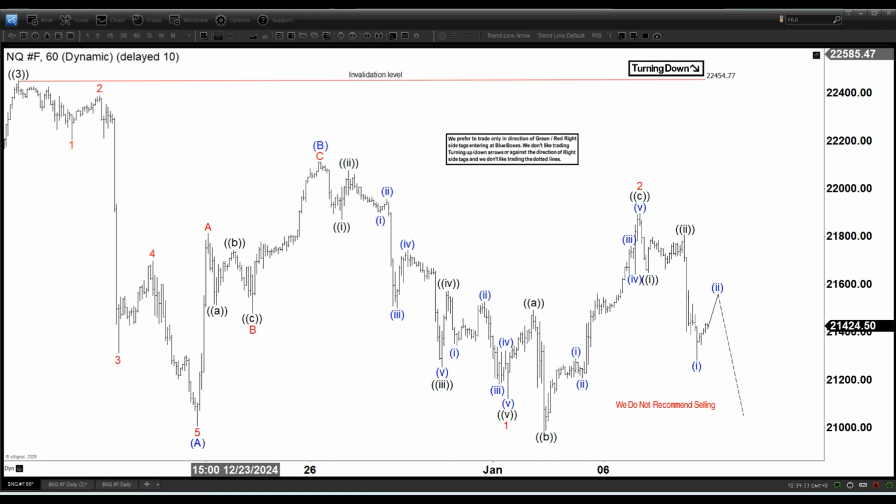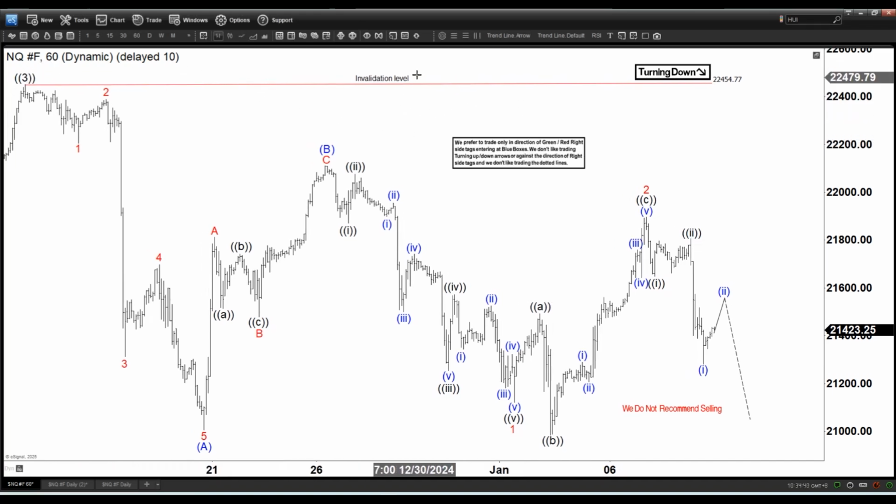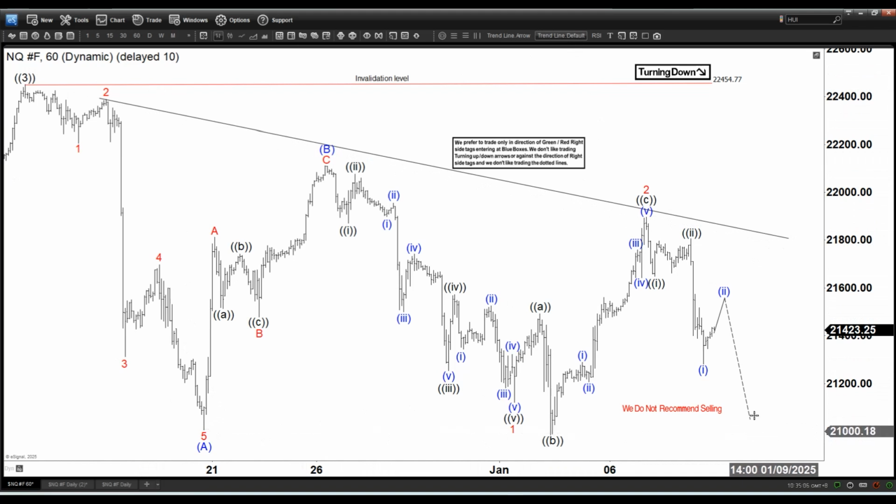Today is January the 8th and the chart of the day is the Nasdaq, 60 minutes time frame. We can see that the index ended wave 3 in the primary degree at 22,454, and now it is trading sideways, but we are calling for the possibility of another leg down within this wave 4. Another option would be a triangle, because wave 4 can be a triangle.